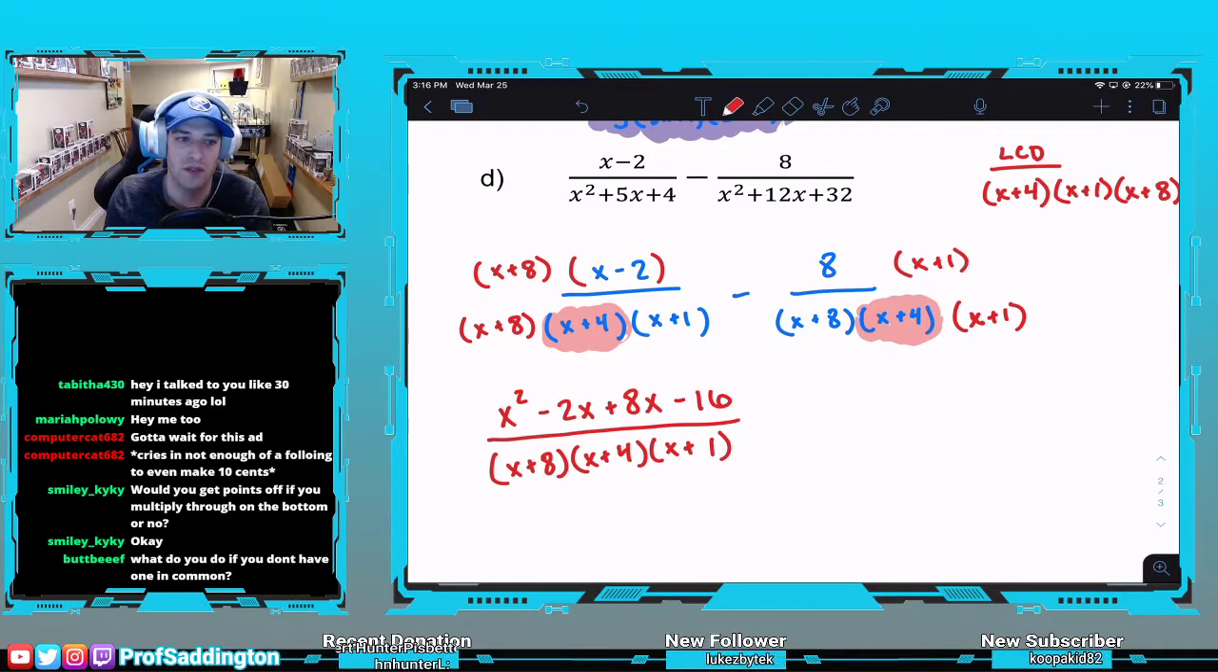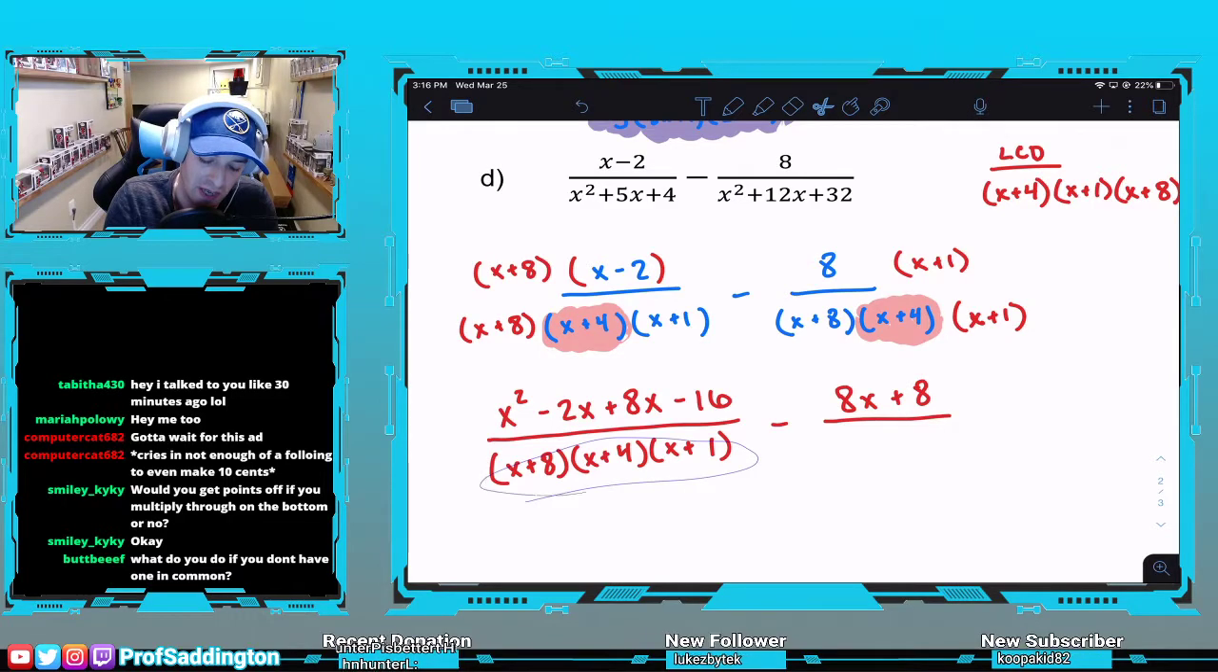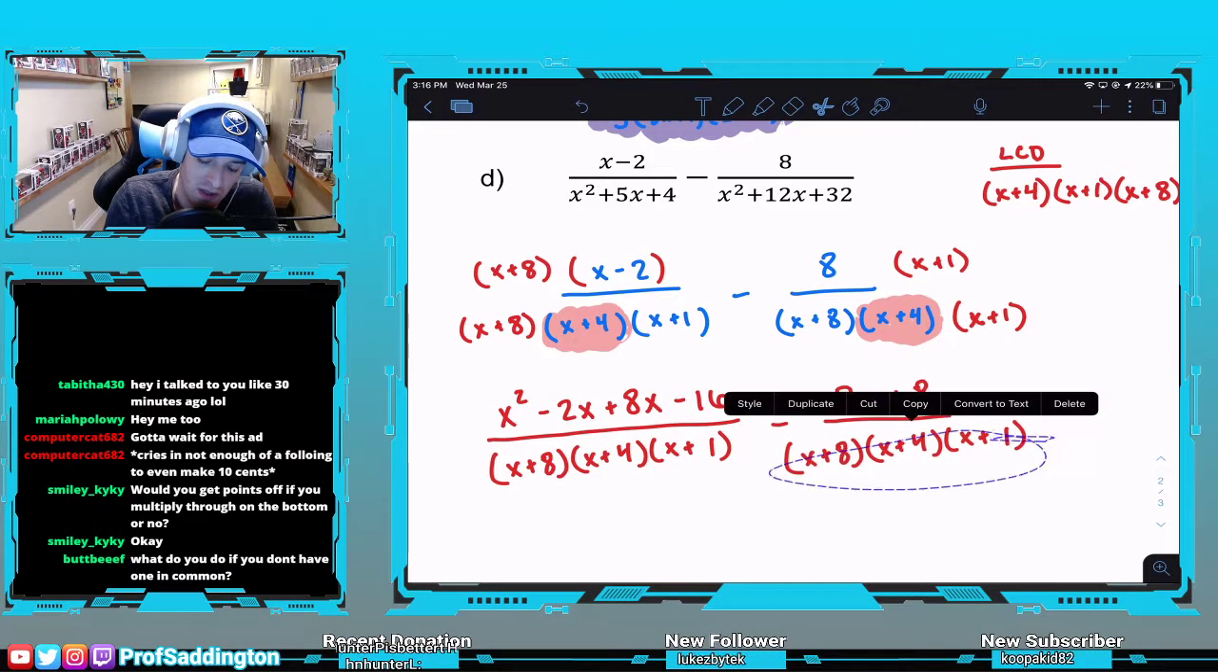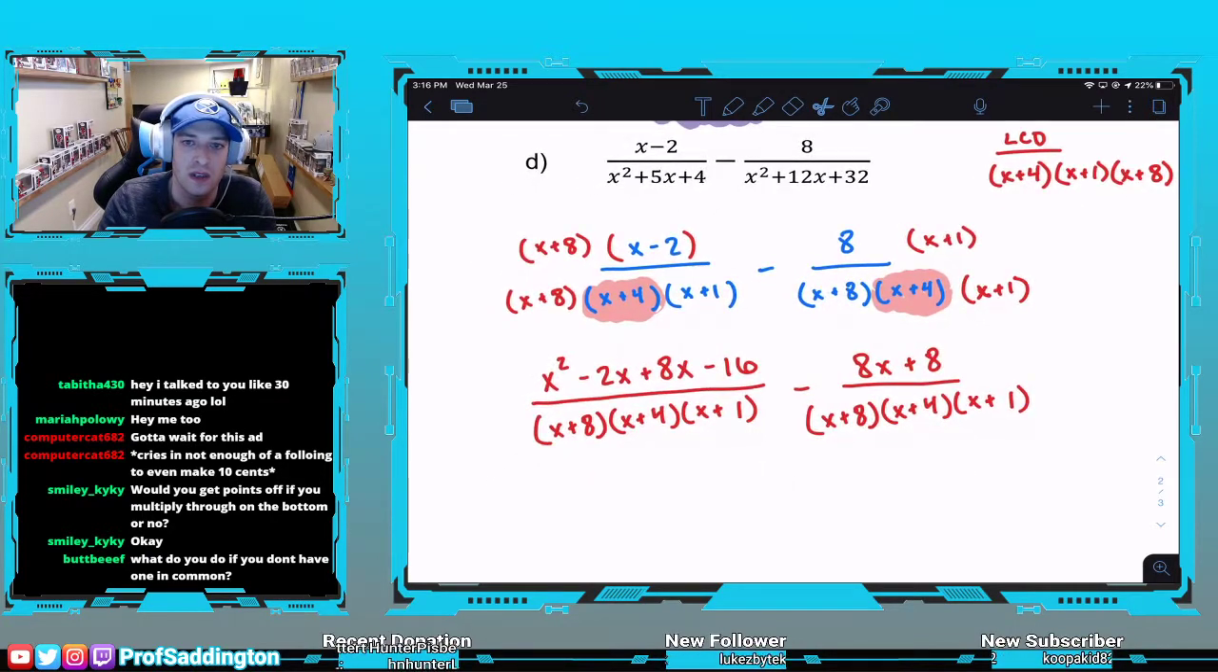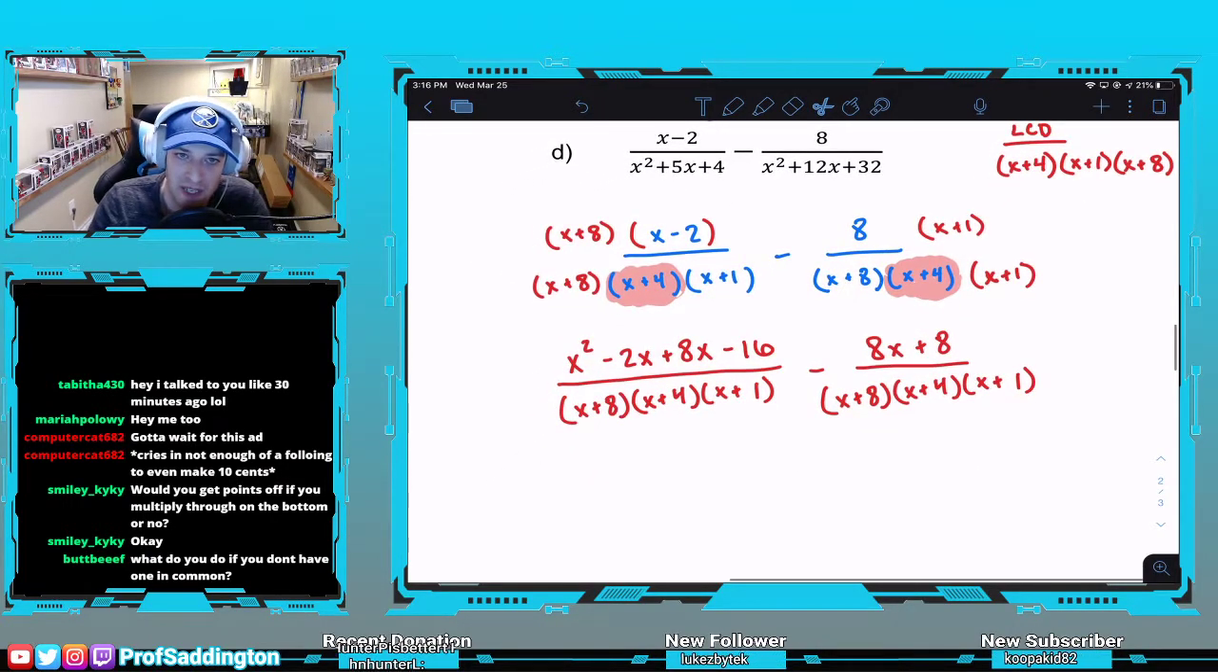All right, so we got the first fraction. Now I have to subtract the second fraction, and I'm going to distribute that 8 into the x plus 1, so it should be minus 8x plus 8 all over. And again, I'm not going to write it all. We're doing it on the iPad. I can do a little copy and paste. So it's all over that denominator again. Now that we have common denominators, we can just combine like terms on the top.